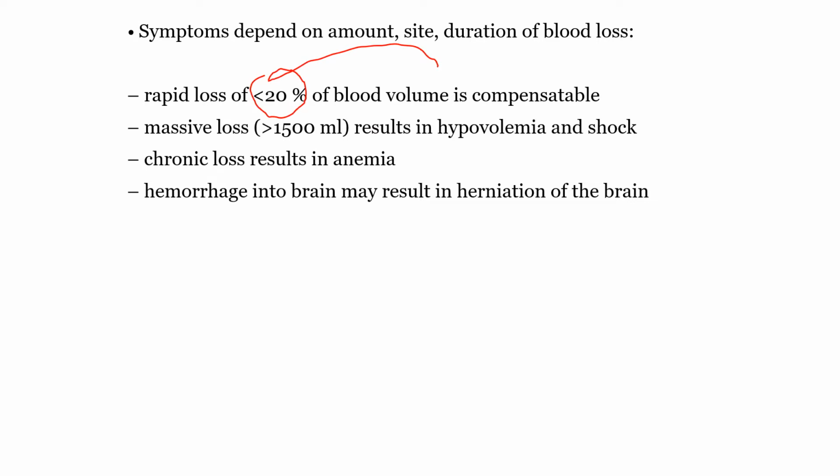So symptoms and signs of blood loss: if it's rapid loss of more than 20% of your blood, this will lead to hypovolemia. Okay, more than 20%, less than 20% usually is compensatable. You can replace this amount and you can stand this amount. Massive blood loss, we said, leads to hypovolemia and shock. What's shock? It is a state of hypotension and loss of consciousness. However, chronic loss may lead to anemia, decrease in hemoglobin.